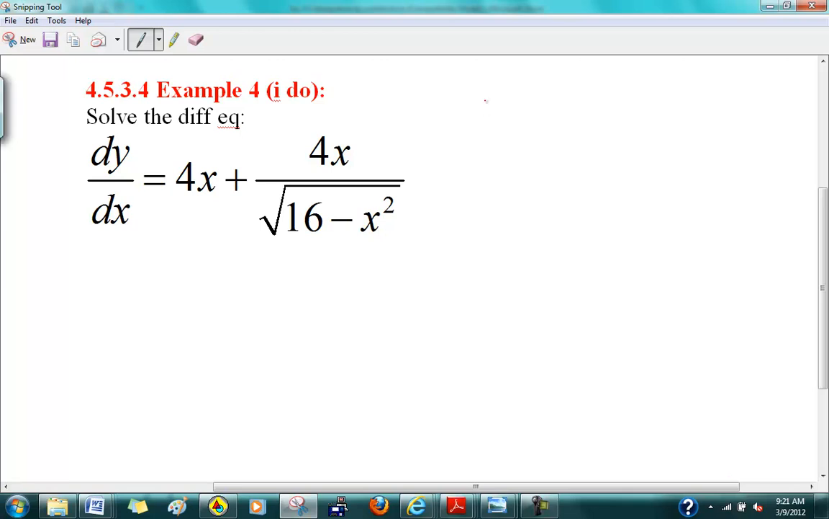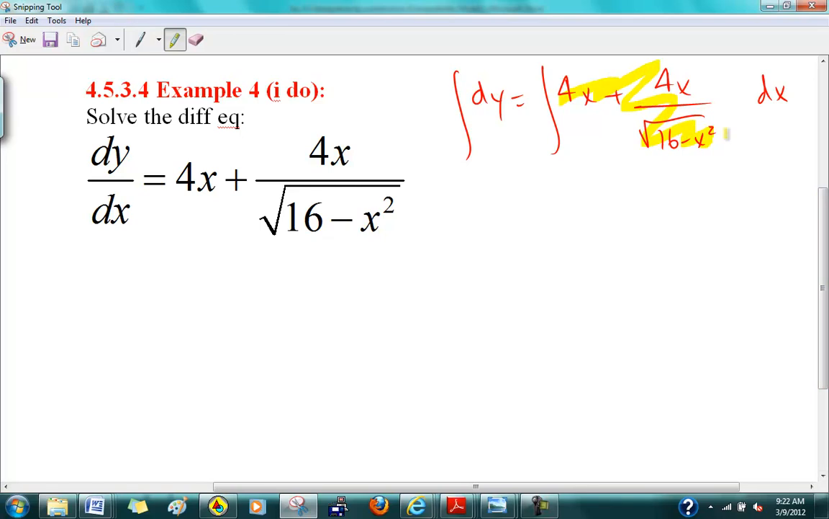Okay, so right here I'm going to rewrite this as dy equals 4x plus 4x over 16 minus x squared dx. Right? In other words, I've got the y on one side and I've got the x's on the other side. Okay, right? You guys with me on that? Well, you can't leave it like this because this doesn't mean anything. You need to integrate this. Okay? So now here it is understood that this whole thing is to be integrated. So parentheses are not necessary. It's implied. All right?